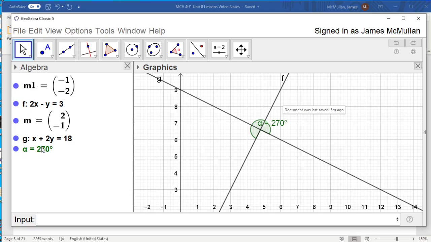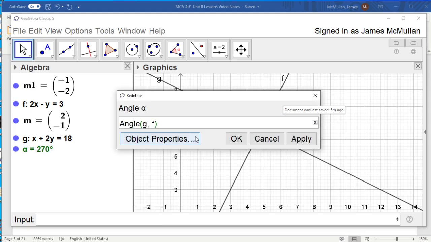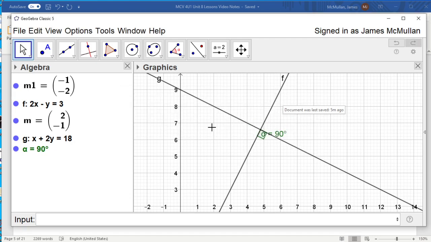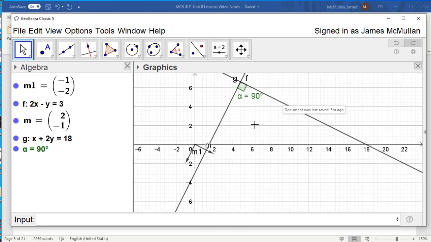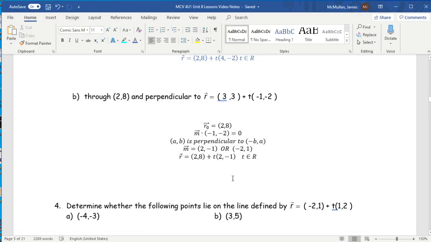Sorry, you think with a 50% chance, every once in a while I get an angle measured the right way, but I almost never do. It's a 90-degree angle where they meet. So the two lines that we created have the property that we were asked to find.